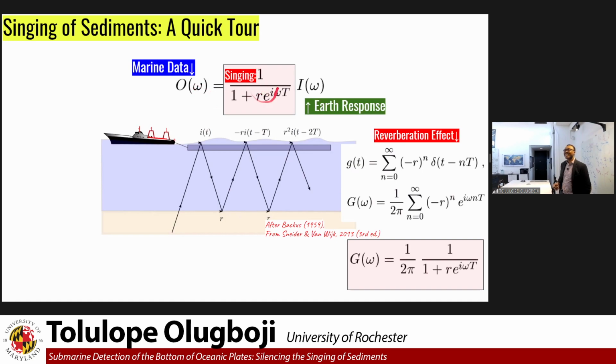And so this is the singing effect. If you can constrain the parameters of this singing effect, you can remove it. Note that the singing effect is just a function of the reflection coefficient R and the delay time tau. For us, this was worked out for the water case. In fact, people know about this.